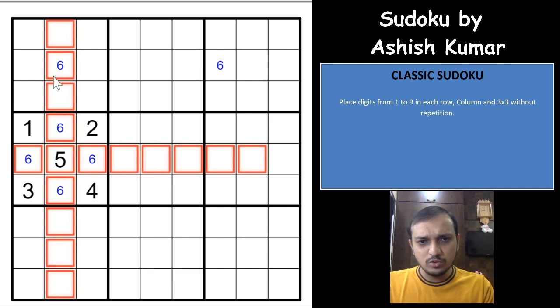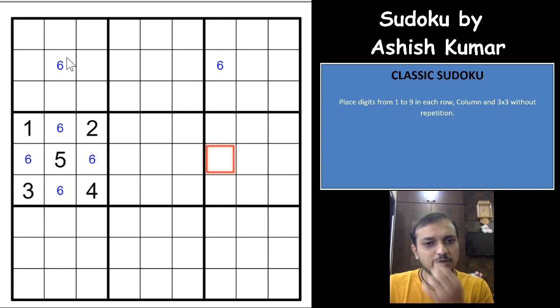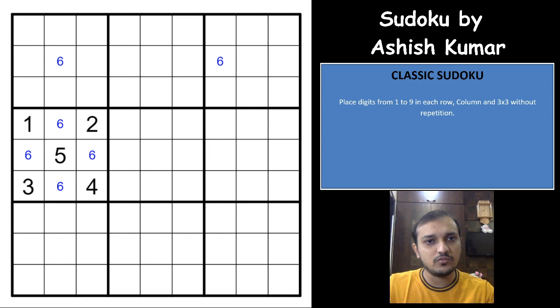But in column 2, you have a 6 possibility here as well, and in that row you have one more possibility of 6 somewhere else, right? So you have a 6 possibility in one of these two cells. What happens here is that in this case, this cell, exactly this cell, let me explain in a very simple way, right?